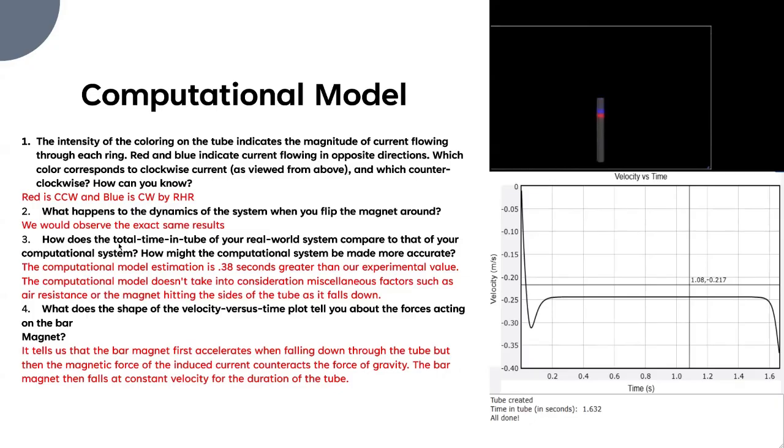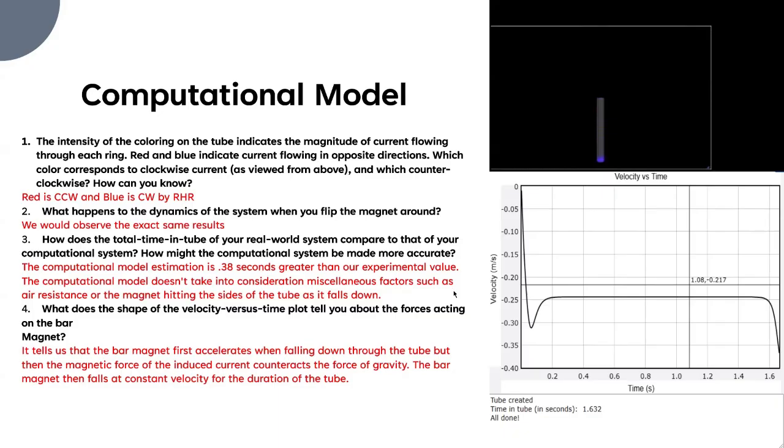So the computational model estimation is 0.38 seconds greater than our experimental value. The computational model doesn't take into consideration miscellaneous factors such as air resistance or the magnet hitting the sides of the tube as it falls down.